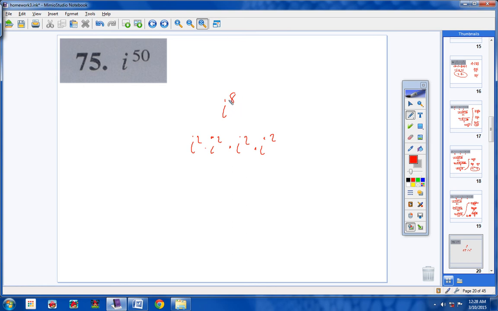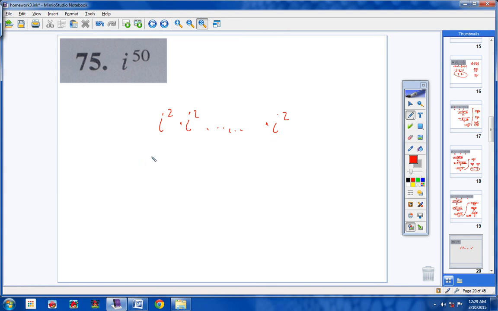So if I have i to the 8th, how many sets of i squared did I have? 4. You cut the 8 in half. Look, if I had i to the 6th, that would be i squared times i squared times i squared. Got it? So you took the 6 and cut it in half, and you have 3 groups of i squared. So if I have i to the 50th, cut that in half, I really have i squared times i squared, dot dot dot, times i squared. I'm going to have 25 of these. 25 i squareds. Got it?